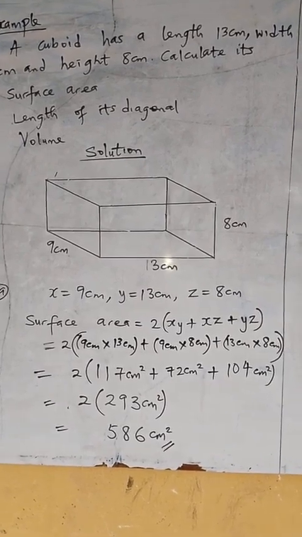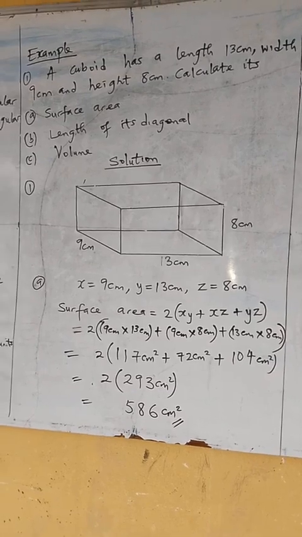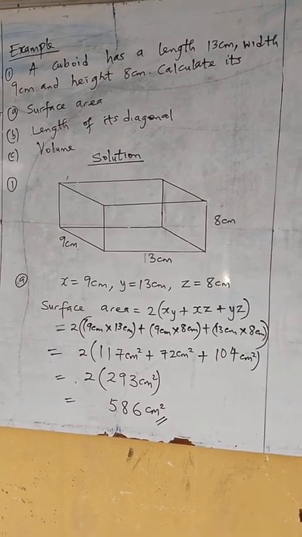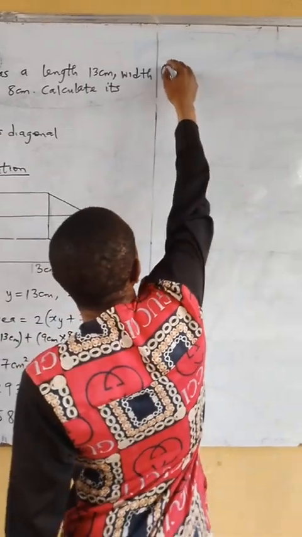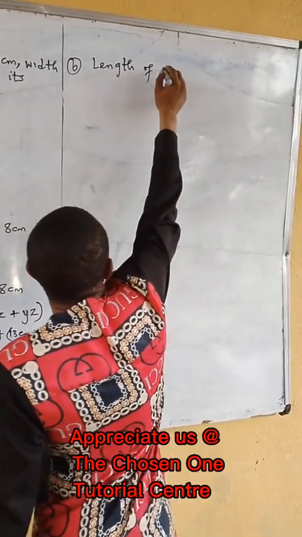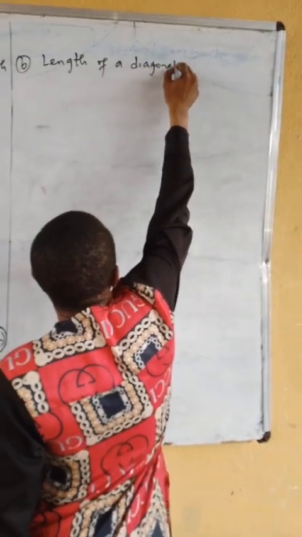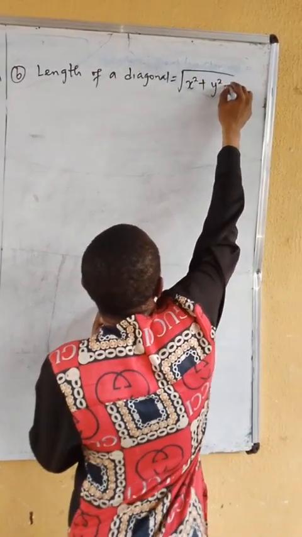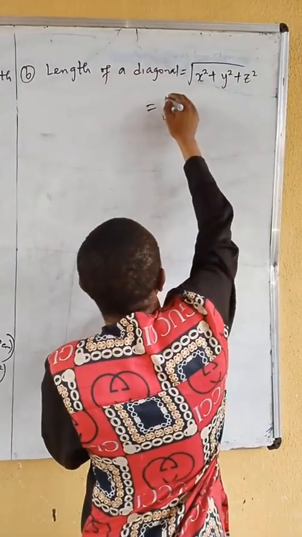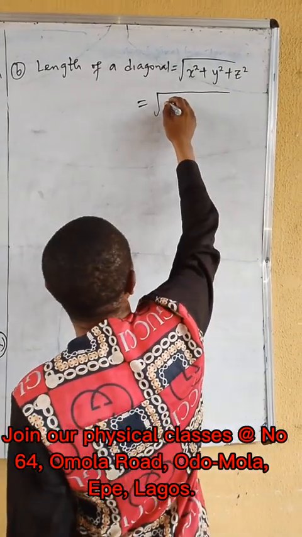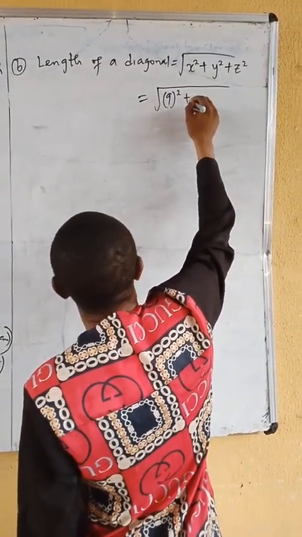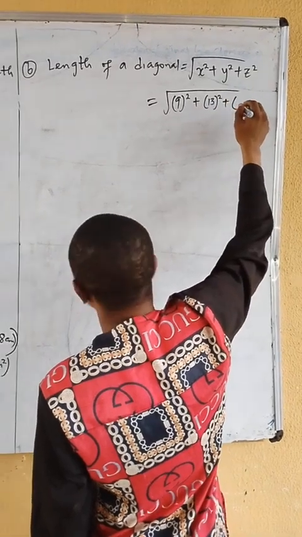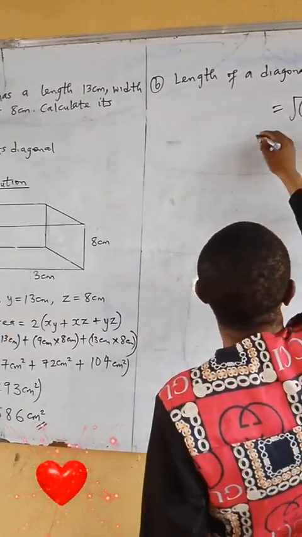Then let's proceed further to calculate the length of the diagonal. The length of the diagonal is equals to square root of x squared plus y squared plus z squared. And what is our x? That is 9 squared, plus our y, that's 13 squared, plus our z, that's 8 squared.